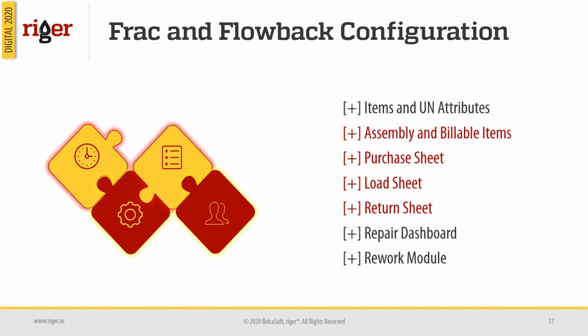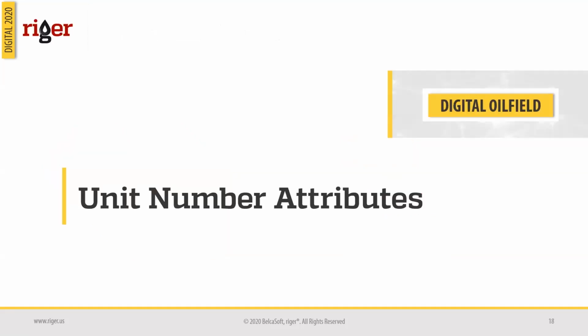We separate assembly items and billable items. I will show you how we do that. We add a purchase sheet, a load sheet, and a return sheet. Those three documents will track assembly items.